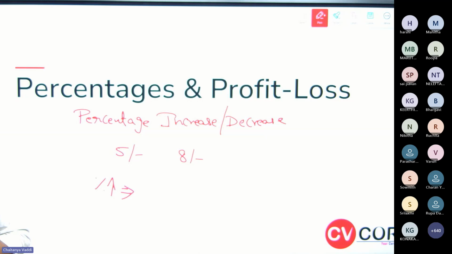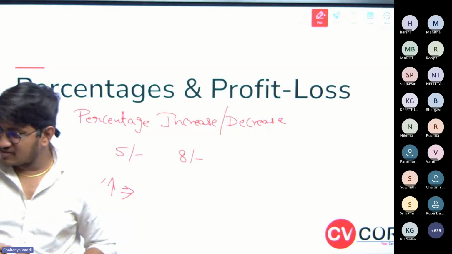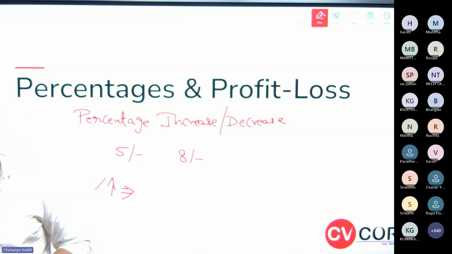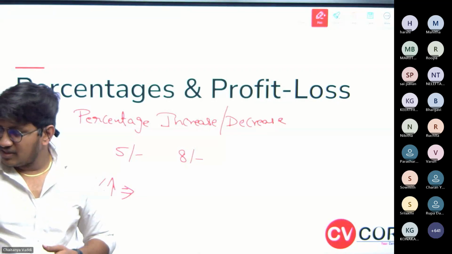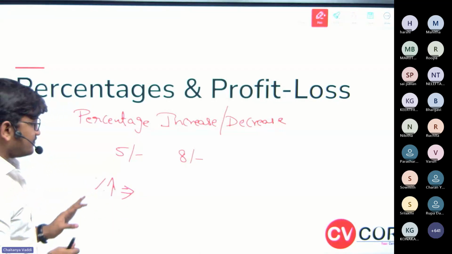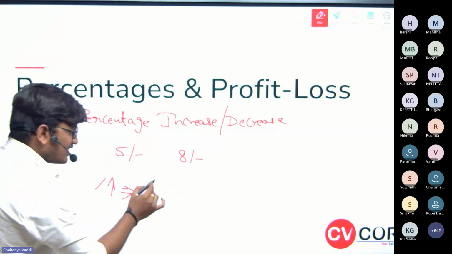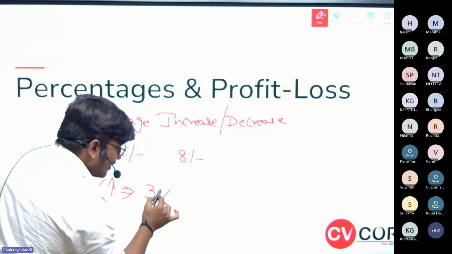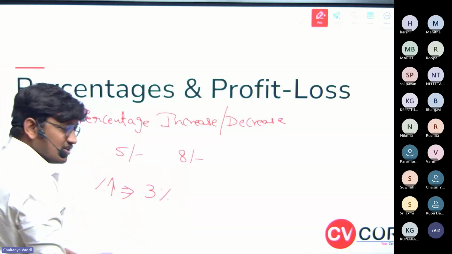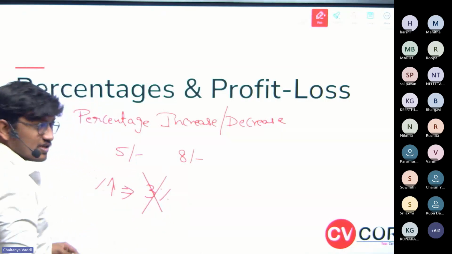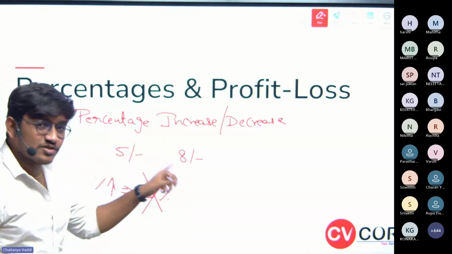Yes, I'm getting answers 30, 60. Two different answers the students started posting. If you observe here, 5 rupees became 8 rupees. Now, can I say that the price got increased by 3%? Is it correct? No.